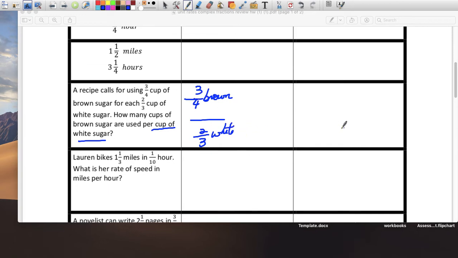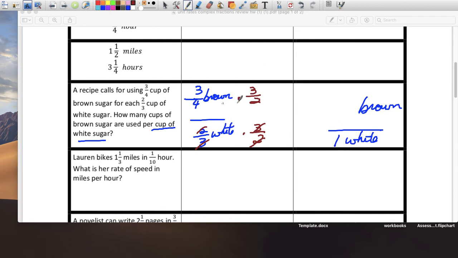So we want to know what happens when there is 1 cup of white sugar. How many cups of brown sugar will we have? Well, we're going to multiply that by 3/2. Multiply the top by 3/2. The bottom one gives, right, this all disappears. 2 times 3 is 6. 3 times 2 is 6. And 6/6 is just 1. That's how we get our 1.